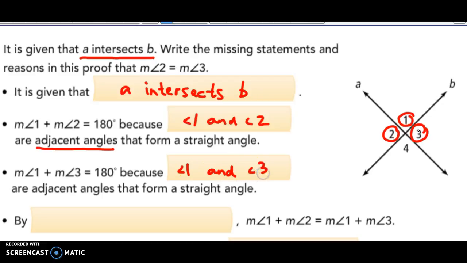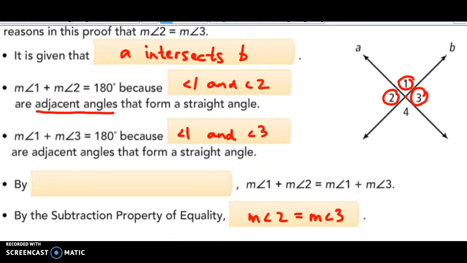My third statement, the measure of angle 1 plus the measure of angle 3 equals 180 because angle 1 and angle 3 are adjacent. These are also next to each other. They share this vertex, they share this side, and they form a straight angle. So when I add them together, these also have to equal 180. So now I need to fill in my missing statement.